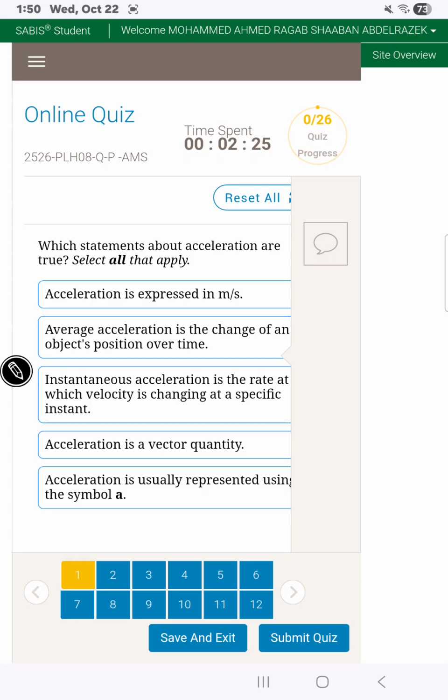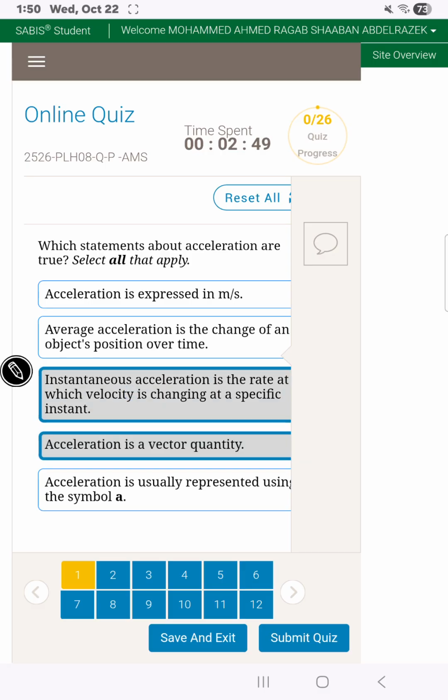This is wrong because this is the unit of speed or velocity. Acceleration usually is measured in meter per second squared. Average acceleration is the change of an object's position over time. This is also wrong. This is average velocity. And instantaneous acceleration is the rate at which velocity is changing at a specific instant. This is correct. Acceleration is a vector quantity. This is correct. Acceleration is usually represented using the symbol a. This is correct.